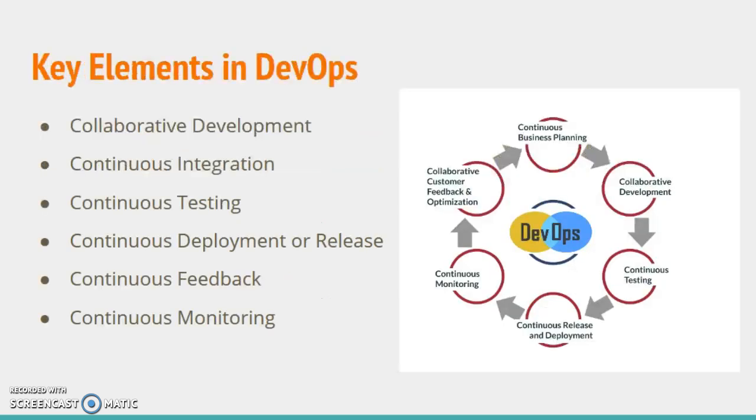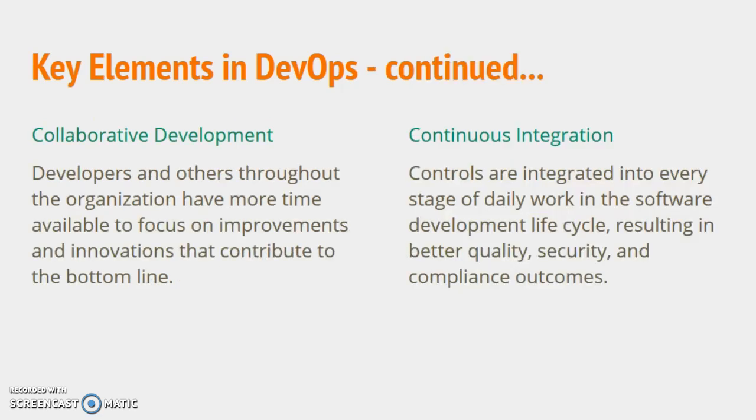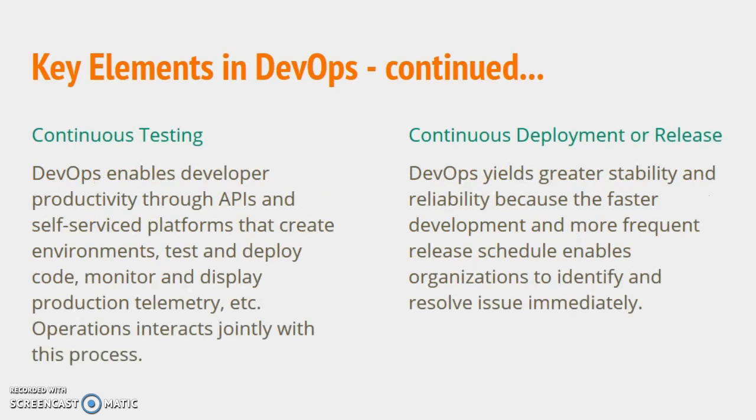Our key elements in DevOps that we're going to be going over are collaborative development, continuous integration, testing, deployment or release, feedback, and monitoring. In collaborative development, developers and others throughout the organization have more time available to focus on improvements and innovations that contribute to the bottom line. Through continuous integration, controls are integrated into every stage of daily work in the software development lifecycle, resulting in better quality, security, and compliance outcomes.